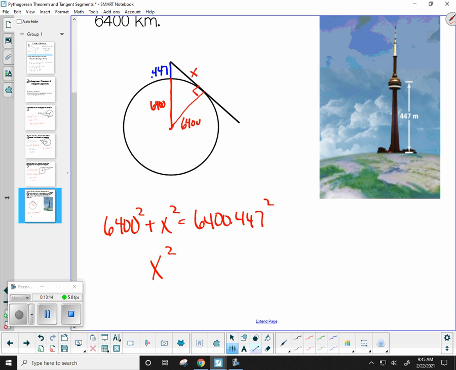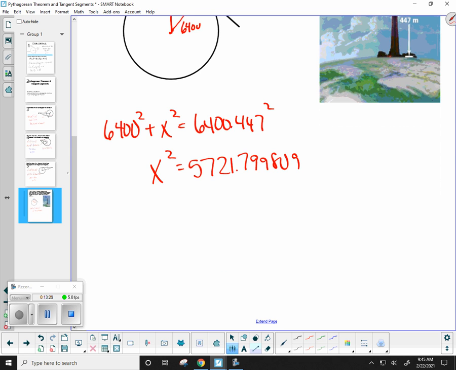And I got x squared equals 5,721.799,809, because I might have to put in whatever it was. Then I still have to take my square root. Right, so I'll take my square root. So I had 75.6 kilometers.